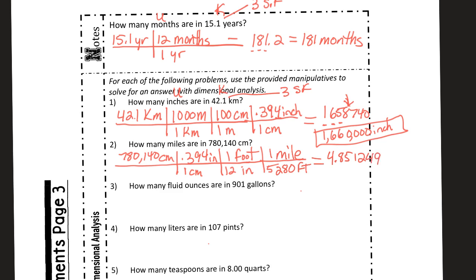So when we're going to round this, this becomes my first significant figure, second, third, fourth, and I need 5. So the 2, I look at what's following the 2, and that's a 4. So it's not going to change the 2. So my final answer will be 4.8512. And that's going to be miles.